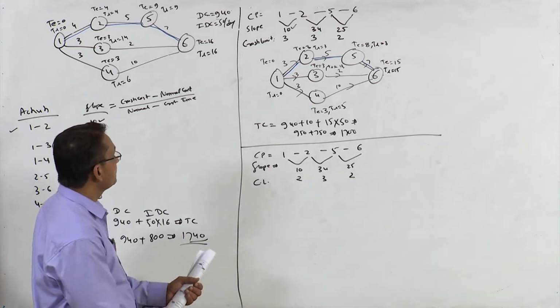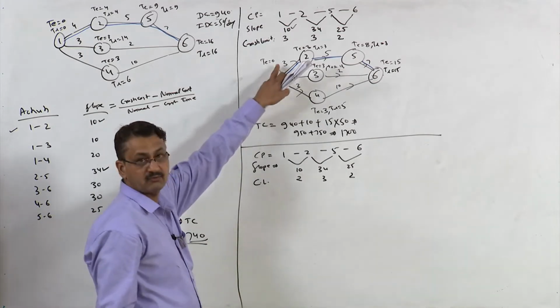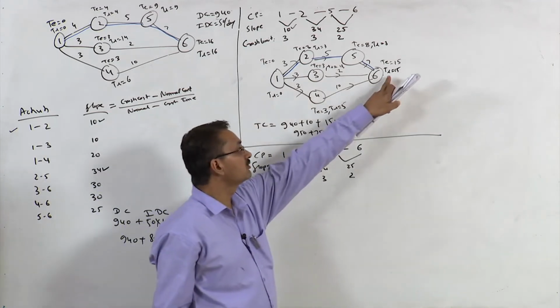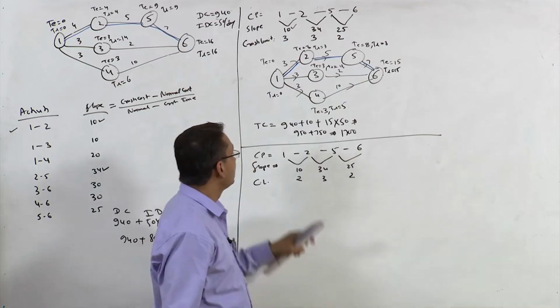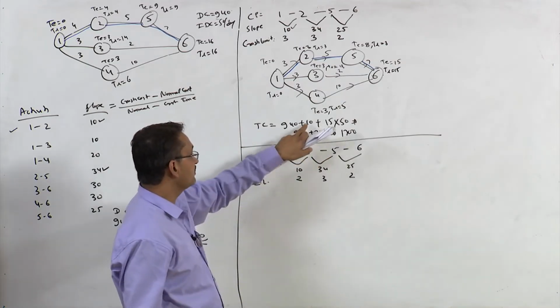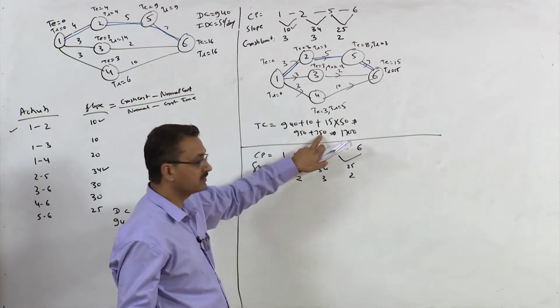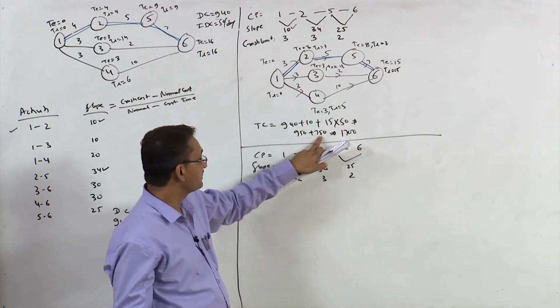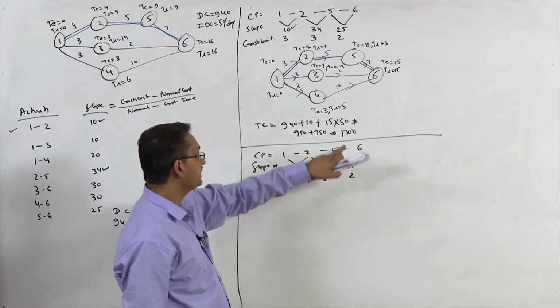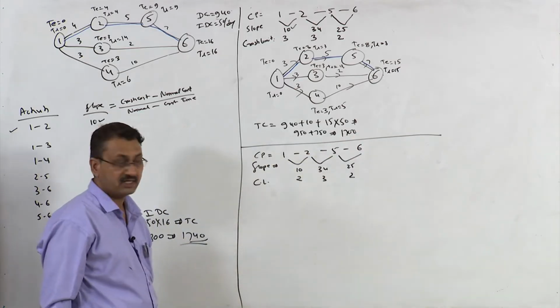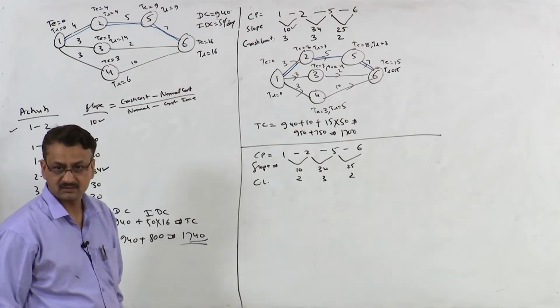So let us reduce this activity by 1 more day and let us see what happens. Of course this would become 14. The direct cost will again increase by 10 rupees, that is 960, and this will come down by 50 rupees. So in fact here itself I know what the total cost would be in the next iteration. Let us solve this.